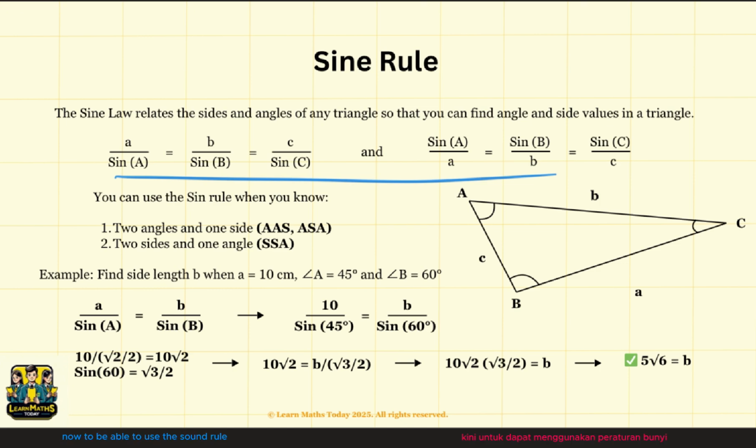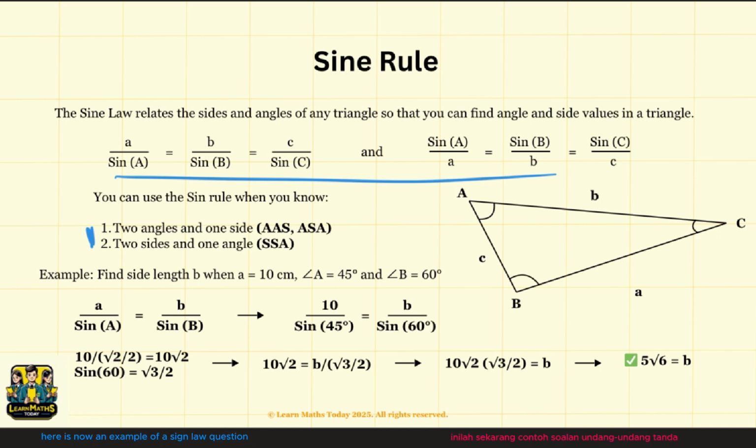Now, to be able to use the sine rule, you either need to know two angles and one side, or two sides and one angle, as you can see right here with these two plot points. And if you lack one of these properties, if you don't have a side or don't have an angle, then you don't have enough values to solve your equation because there's more than one variable, which makes it unsolvable.